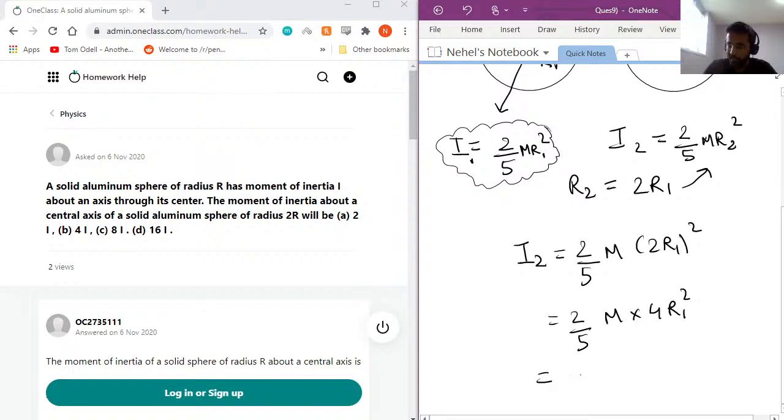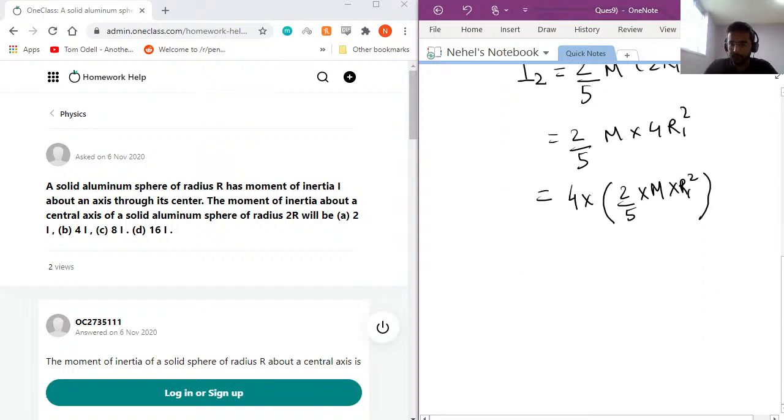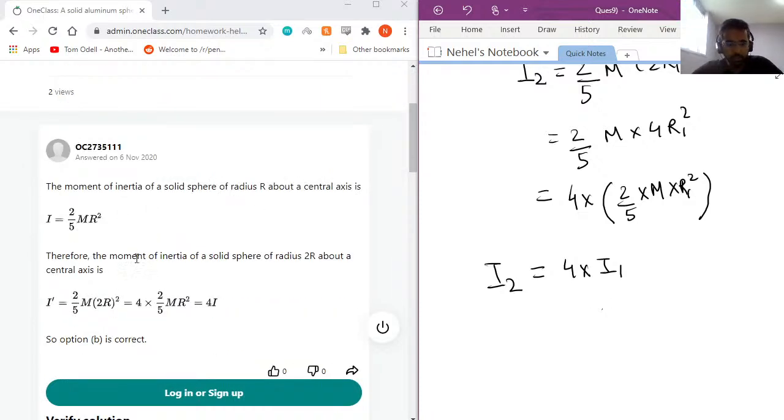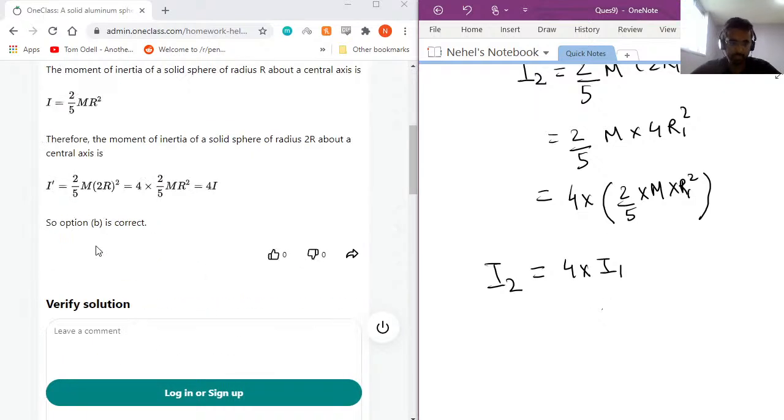Therefore, if we rearrange and look at this carefully, we get this form: 4 times 2/5 times m times R1 squared, and everything in the bracket is equal to I1. Therefore, I2 is nothing but 4 times I1. So a sphere with twice the radius of the original sphere has a moment of inertia about an axis through the center that is 4 times the original. The moment of inertia is 2/5 mr squared, and for another sphere with radius 2r, it becomes 4I. So option B in this case. This is correct.